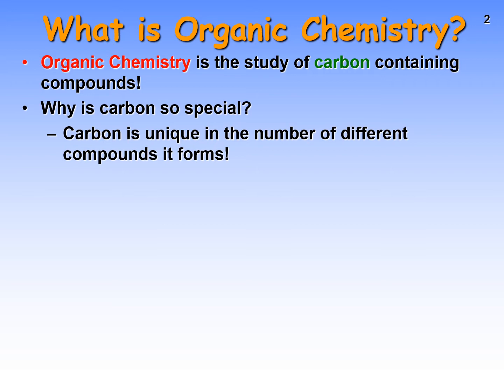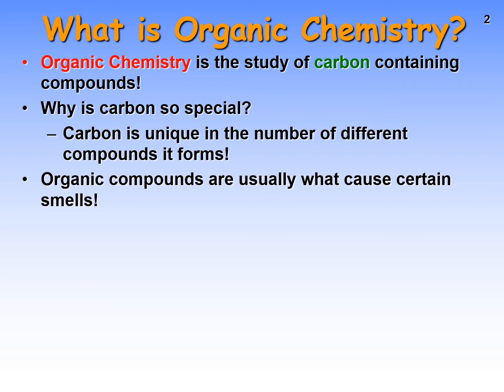There are hundreds of thousands of different compounds that carbon can make, and each one has different properties, and it's so useful in a lot of ways. Organic compounds are usually what we smell. So anytime you smell something, it smells good, it smells bad. Generally, the smell you are smelling is some type of organic compound. So that's kind of neat.